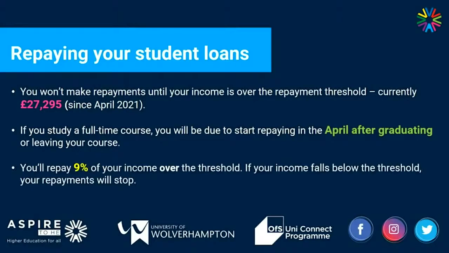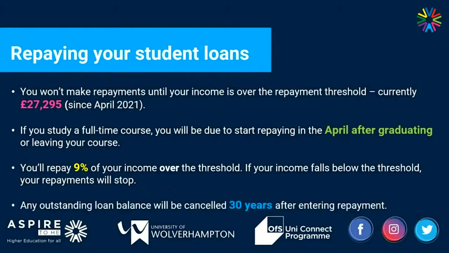Whenever you are earning over this, you will only repay 9% of whatever income is over the current threshold. If at any point in your career your income falls below the threshold, say if you take a gap year or take a step down in jobs, then your repayments will stop and will only resume when you re-secure a job with earnings over the threshold again.